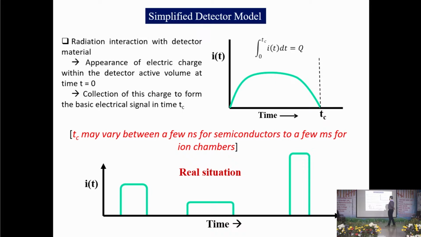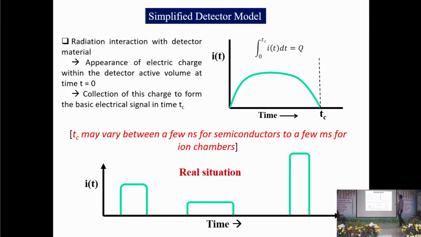So, let us say at time t equals 0, and then by applying some potential you collect those charges. So, there is some charge collection. Let us say this Tc is the charge collection time. You develop the charge in the active volume, so the current is produced, and this current comes back to 0 when the charge collection is completed. So, there is some charge collection time characteristic of a system.